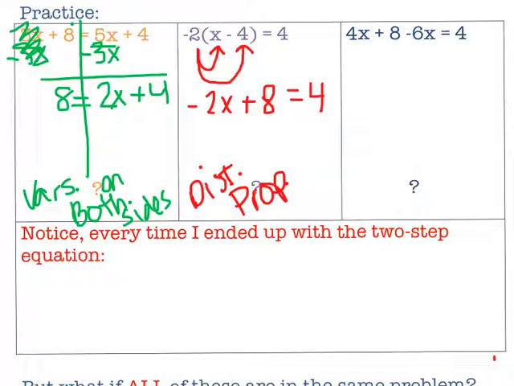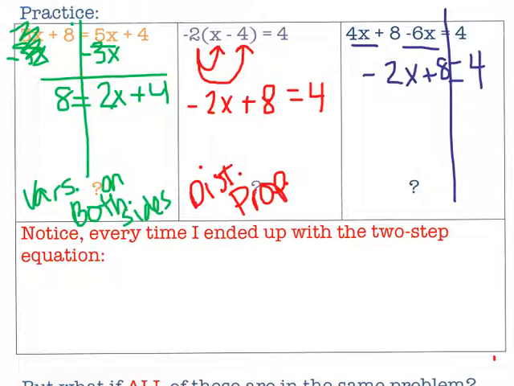In my third example, I do not have variables on both sides. What I do have, though, are like terms that I can combine. So if I'm looking at that third example, on this side of my equation, I have a 4x minus 6x. And so 4x minus 6x is negative 2x plus 8 equals 4. And that was combining like terms.